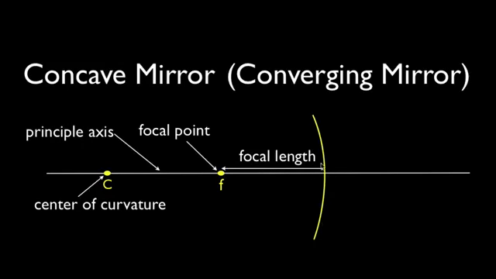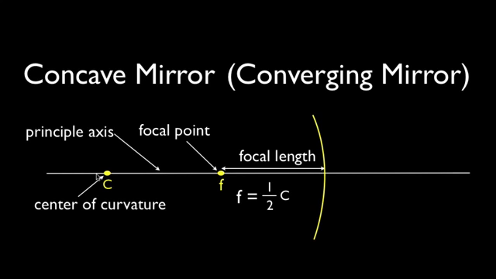C is the center of curvature. This is a spherical mirror. It's a big circle, and C is at the center of that circle. So really, the distance from C to the mirror is the radius of that circle. You can think of it that way. The point F is at a focal length away from the mirror, and F is between C and the mirror, so the focal length is 1/2 of C.